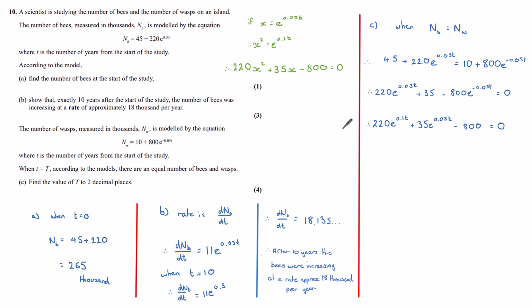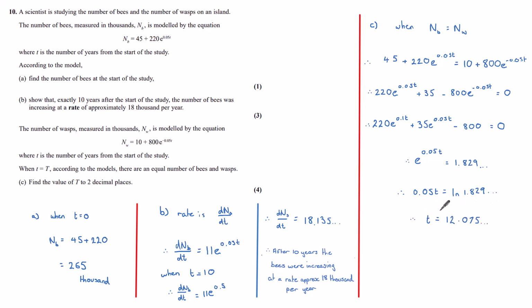Using the calculator, we can solve this quadratic to find that e to the 0.05t must equal 1.829 and so on. This is because the second value, which is negative, cannot apply in this case. Taking natural logs of both sides gives 0.05t is equal to ln 1.829 and so on. Dividing by 0.05, we get a value of 12.075 and so on, which to two decimal places is 12.08.